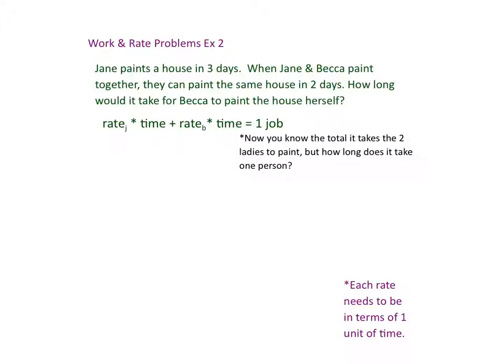All right, let's take a look at another example. Jane paints a house in 3 days. When Jane and Becca paint together, they can paint the same house in 2 days. How long would it take for Becca to paint the house herself?